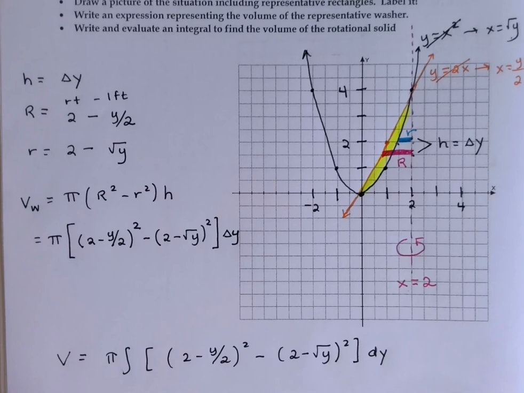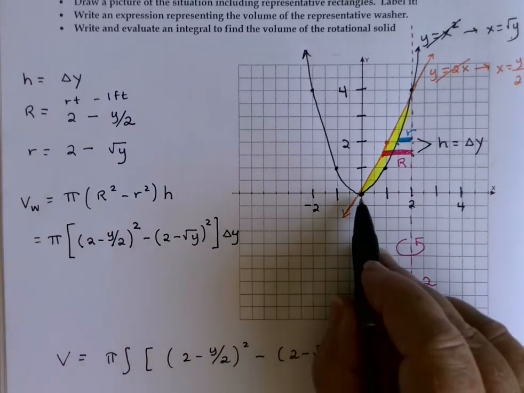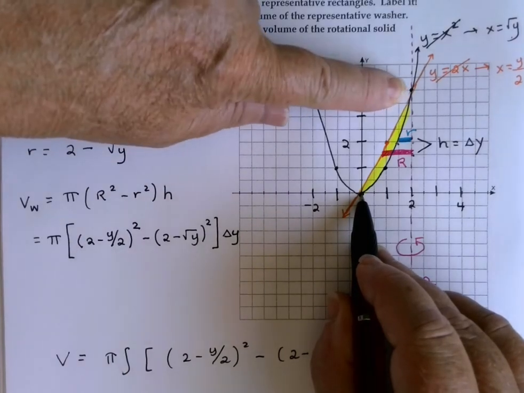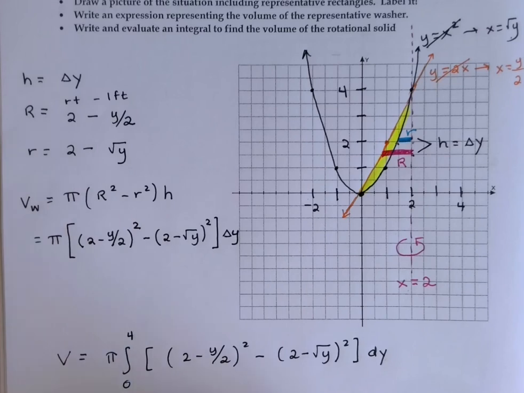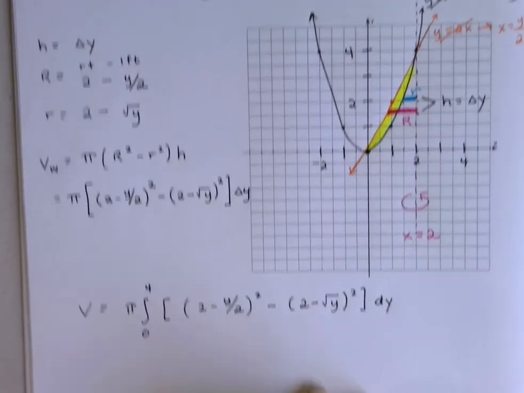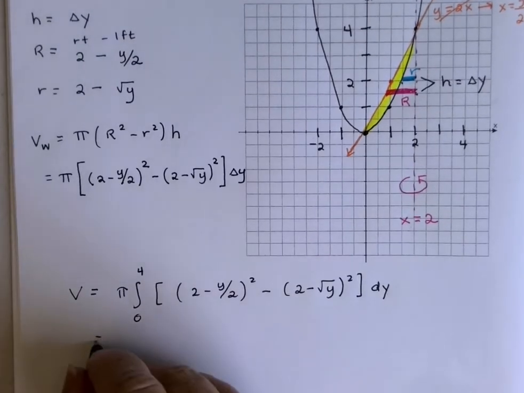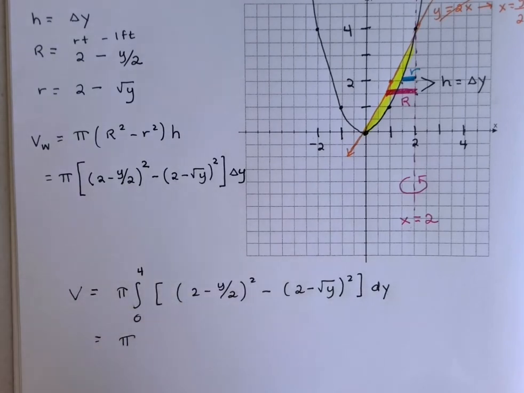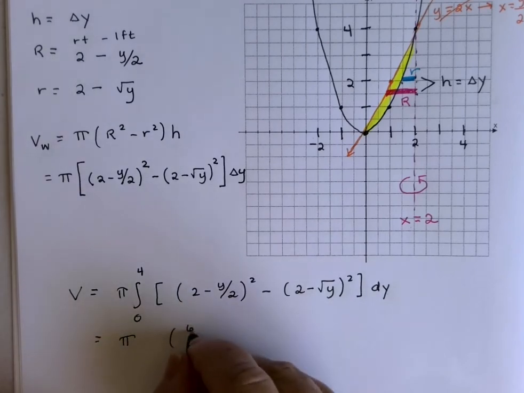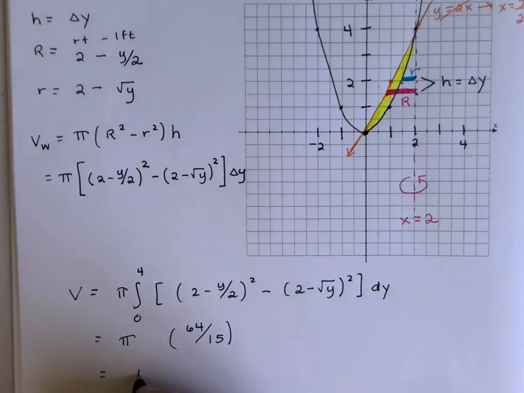And once again, the variable of integration is y, so I want to use y values for my limits. So y starts at 0, and the top y value would be 4. Again, I did run this through my calculator, and I got 64/15ths. So I could write my final answer as 64 pi over 15.